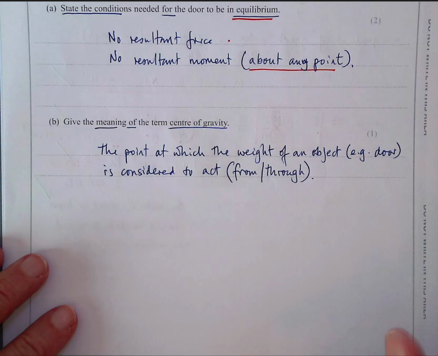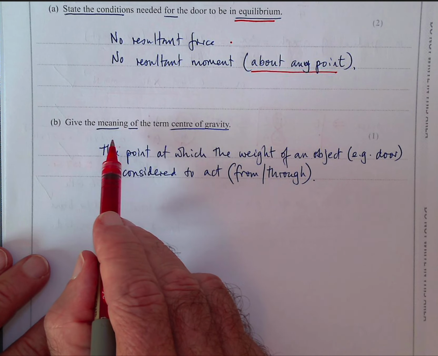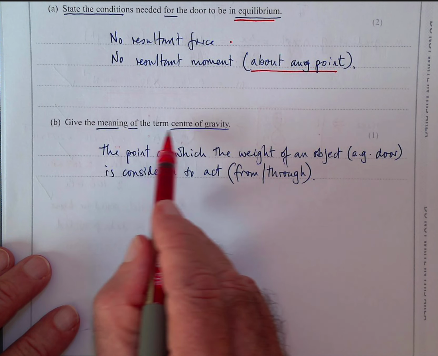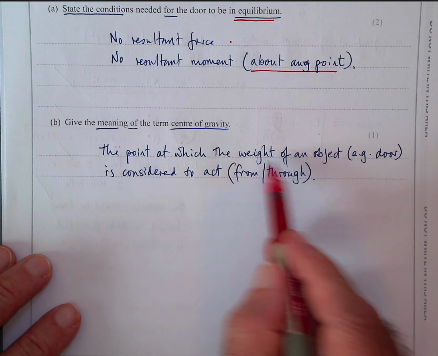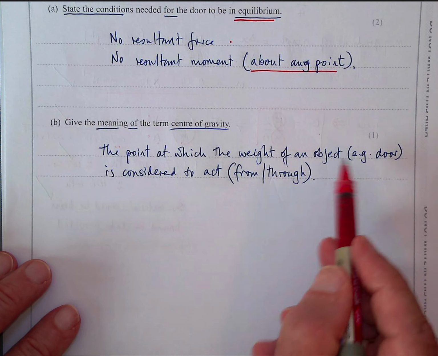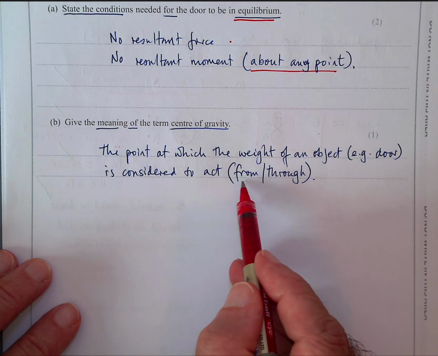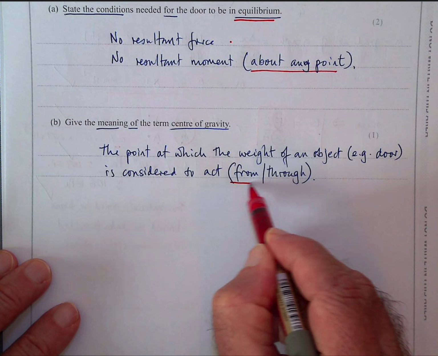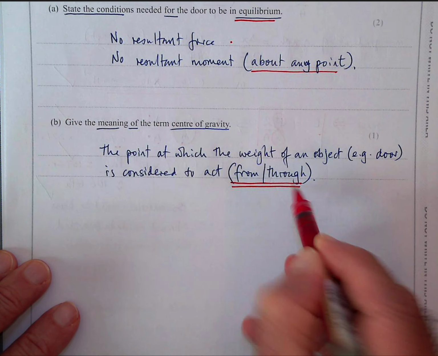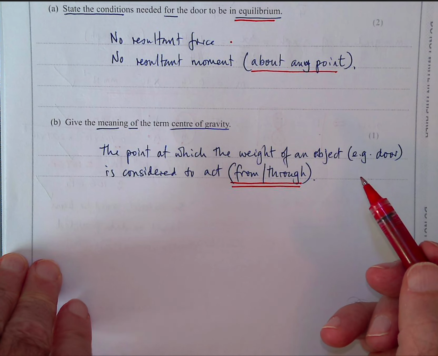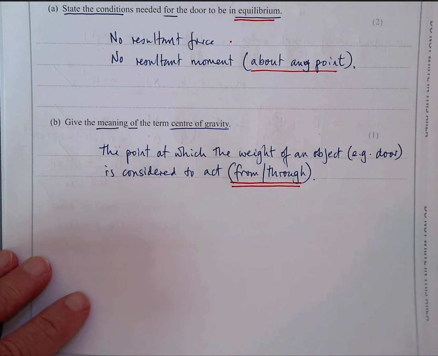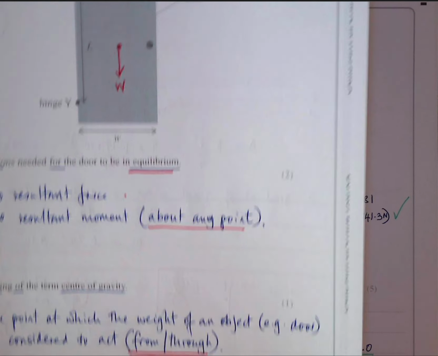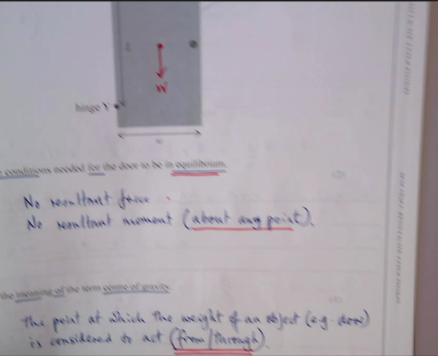The other thing they want you to know, which seems to be a common question in Unit 1, is to give the meaning of the term centre of gravity. The centre of gravity is the point at which the weight of an object, in this case the door, is considered to act from or through. I like to make sure you put this in because I think it clears up the English. Otherwise "it's considered to act" doesn't really finish off the sentence. The weight acts through that point, or it acts from that point.